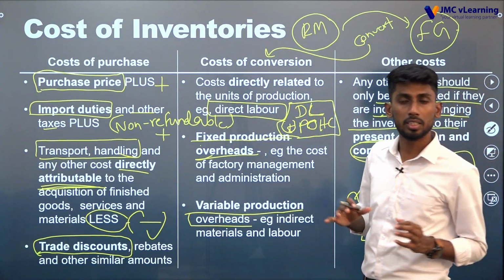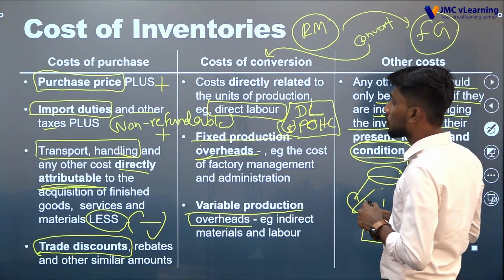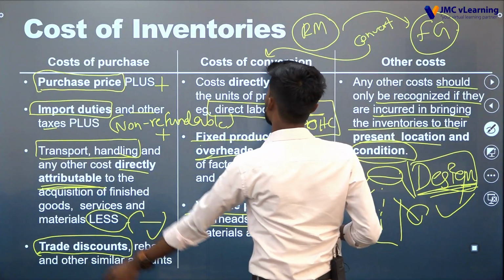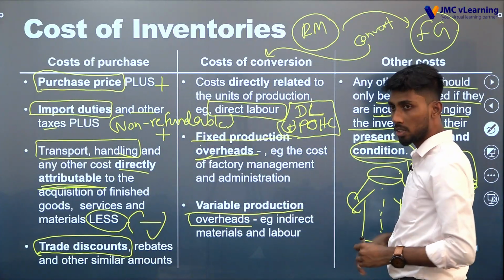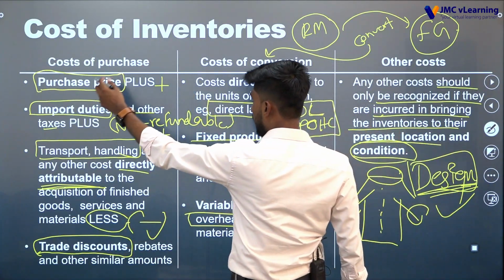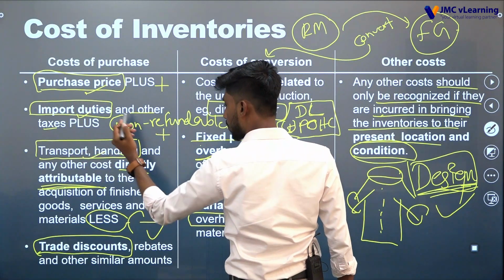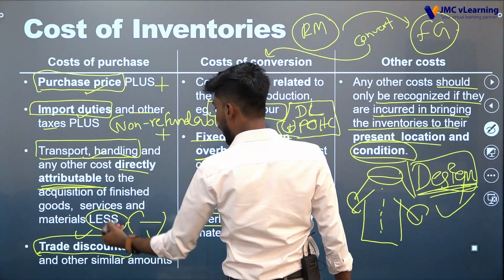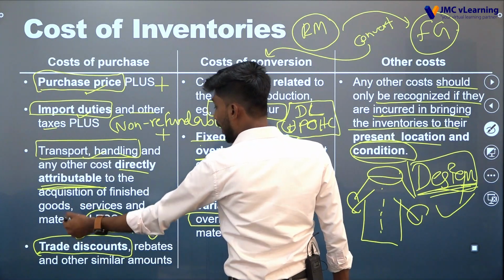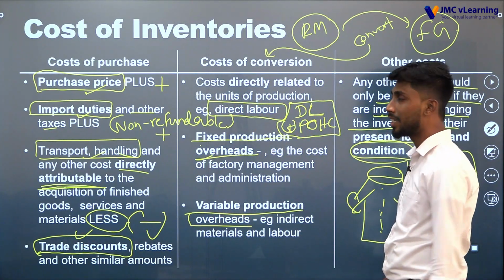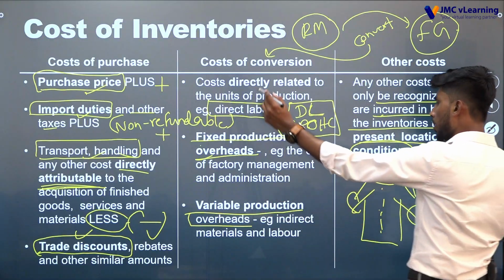Therefore, my dear students, now you are very clear. Cost of inventories contains cost of purchases, conversion and other costs. Here the cost of purchases includes mainly the purchase price, import duties, transport and handling fees and trade discounts. So here we need to deduct the trade discounts.